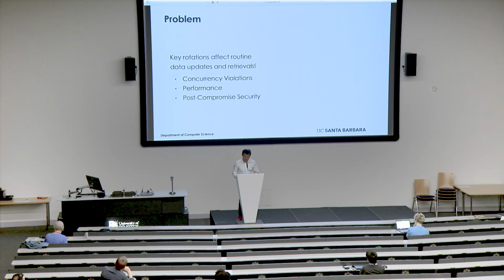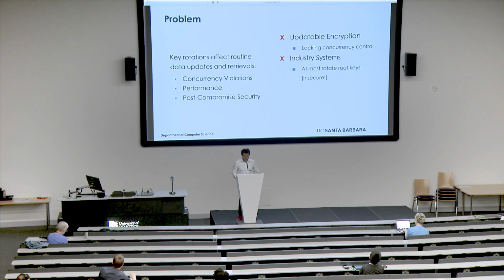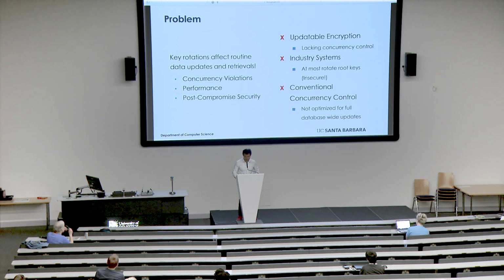Unfortunately, current solutions to key rotation are insufficient because they don't consider how key rotations may impact the performance and correctness of routine data retrieval and update operations. For instance, updatable encryption solutions do not consider concurrency violations in a practical system. Industry systems might only rotate the root key, which is insecure because it leaves the data key vulnerable. And conventional concurrency control solutions are not optimized to handle an entire database update and may even violate post-compromise security. For instance, multi-version concurrency control may hold on to old ciphertexts.